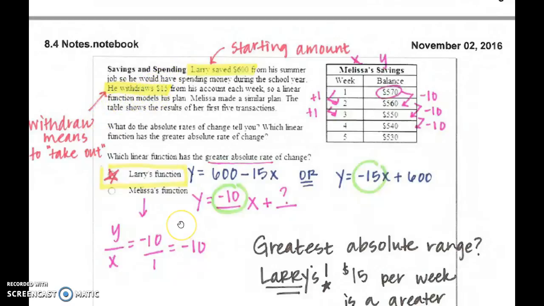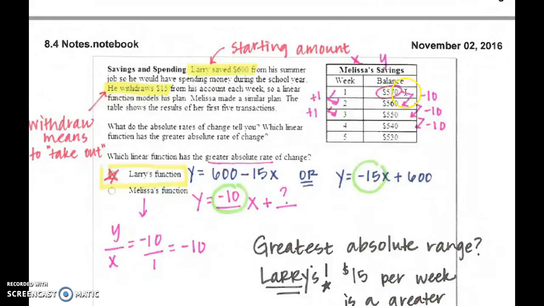So Larry's function is going to be y equals 600 minus 15x. Or you can rewrite it as y equals negative 15x plus 600. Either way, I recommend this way because it's in slope-intercept form. That's great. Now what about Melissa?